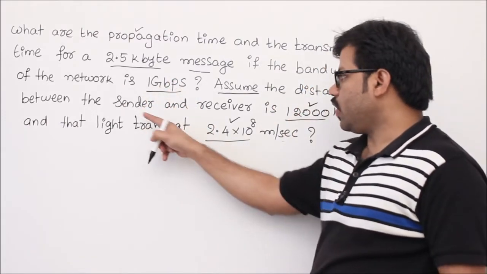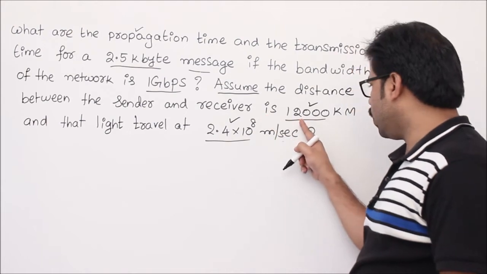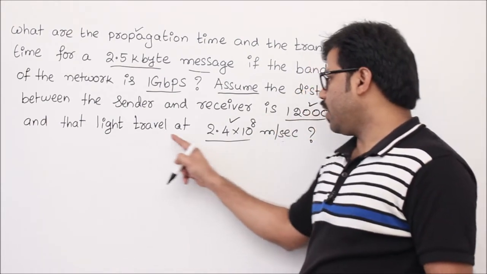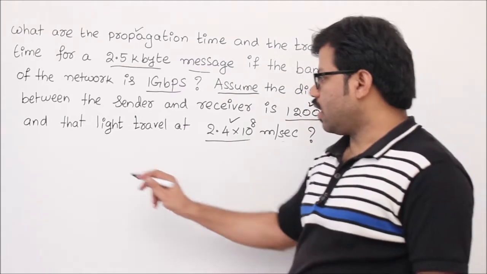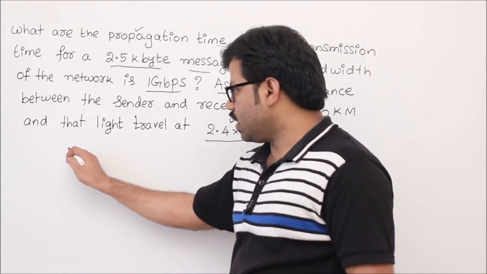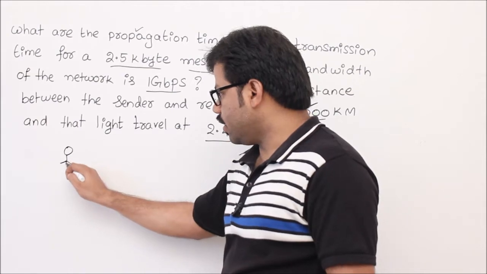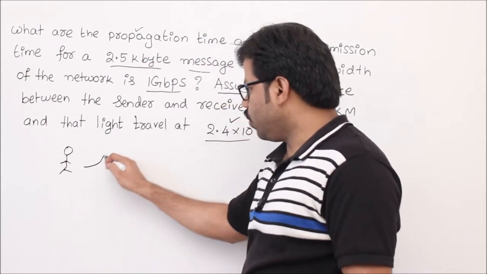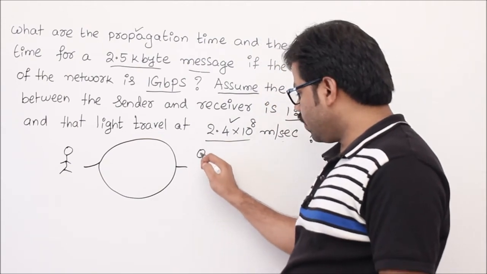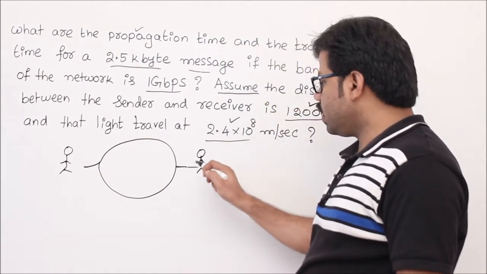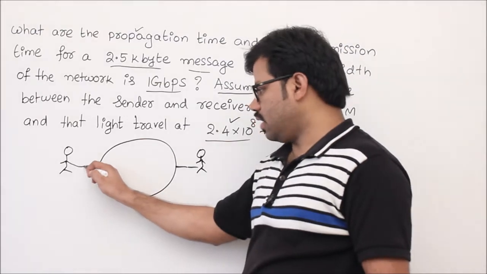Assume the distance between the sender and receiver is 12,000 kilometers and that light travels at 2.4 into 10 power 8 meters per second. Okay, first of all we start by calculating transmission time. How to understand this question is, let's say this is the sender, this is a communication medium or network, and at this end there is one receiver which is connected. The question number 1 is, what is the transmission time?